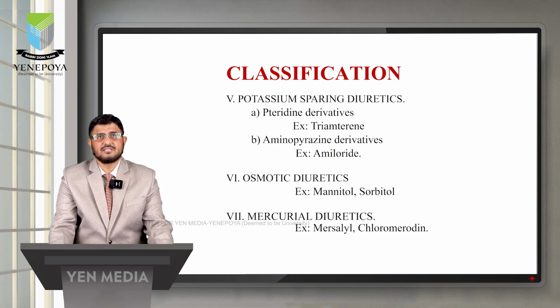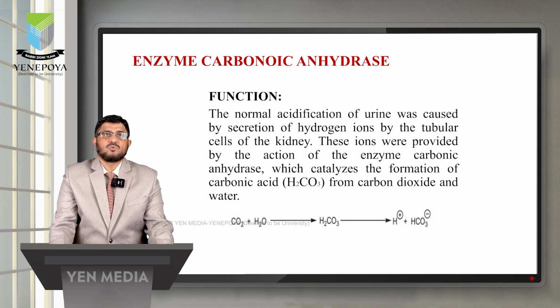So we will take up the first classification, that is carbonic anhydrase inhibitors. The function of carbonic anhydrase is very important. The normal acidification of urine is caused by secretion of hydrogen ions by the tubular cells of the kidney. These ions are provided by the action of the enzyme carbonic anhydrase, which catalyzes the formation of carbonic acid from carbon dioxide and water.